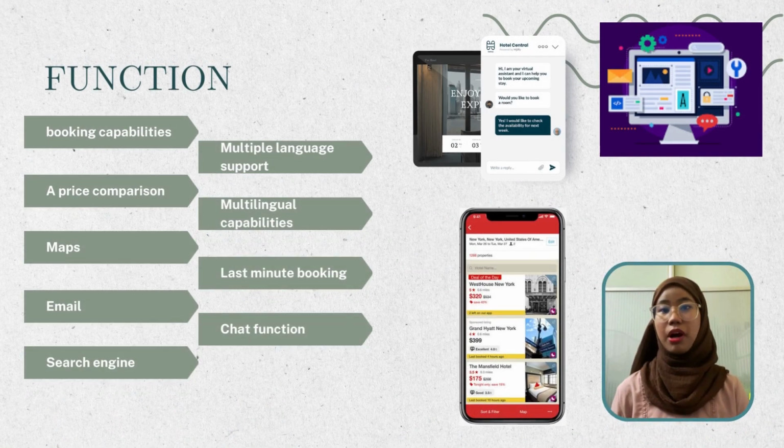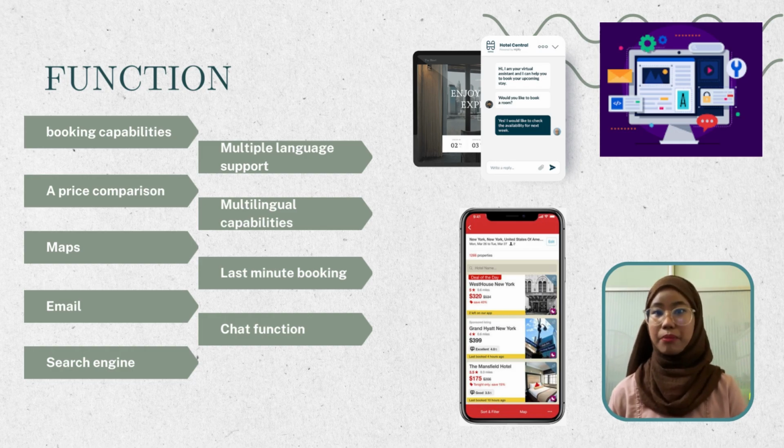Furthermore, I will talk about important functions for websites and apps, such as booking capabilities, a price comparison between other hotels in a destination such as Trivago, maps on the website or app, email for sign up notice, booking and payment e-receipt, offers notification and more. Search engine, multiple language support, multilingual capabilities, last minute booking and chat function.